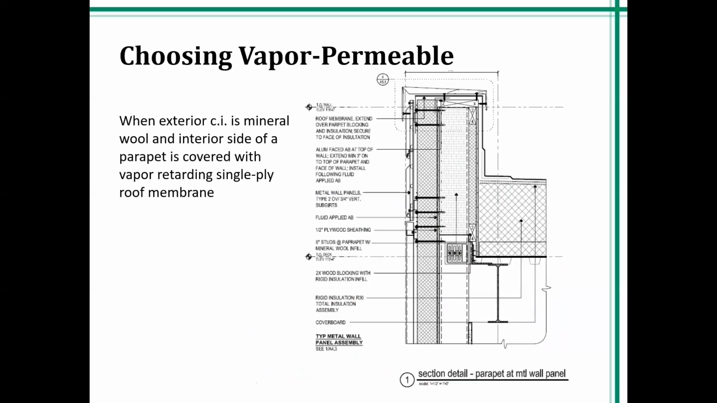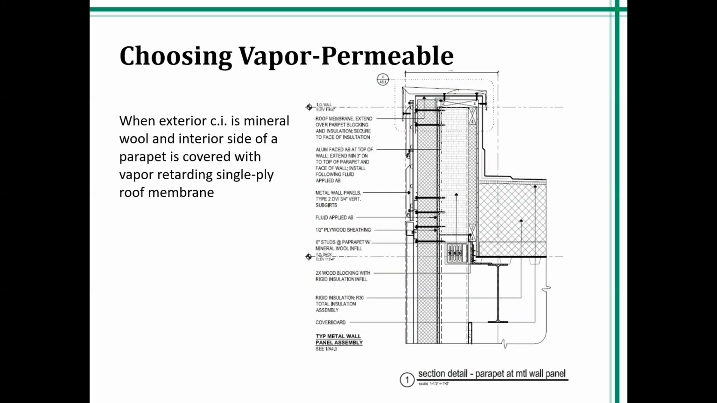Now, other reasons to choose vapor permeable when the exterior CI material happens to be mineral and the interior side of that type of detail is covered with a vapor retarding single ply roof membrane, i.e. in a parapet. We always want to have one side of the wall vapor diffuse open, so we don't necessarily want to have two vapor impermeable materials. Yes, other areas on this wall probably would benefit from a vapor retarding air barrier, but I've never been too keen to see specifications where we have permeable air barriers in one area and vapor retarding air barriers in other areas.